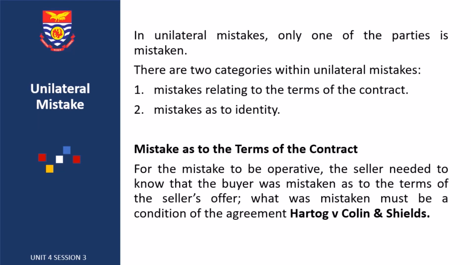Unilateral mistake. Here only one party is making a mistake and the other party is not. You have two categories: mistakes relating to the term of the contract and mistake as to identity. When you look at mistake as to the term of the contract, you are saying that for mistake to be operative, the seller needed to know that the buyer was mistaken as to the term of the seller's offer. What was mistaken must be a condition of the agreement.